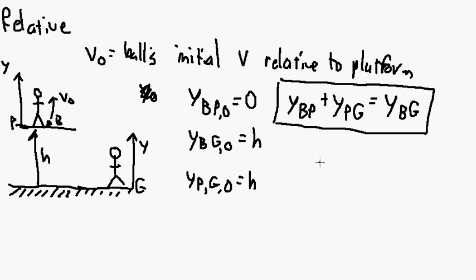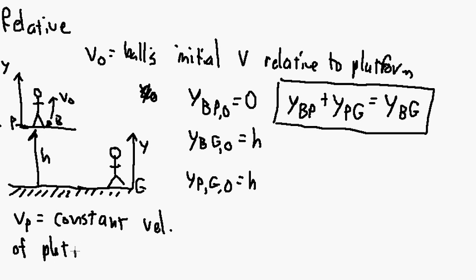So now what I want to do is say, what if the platform is moving upward at some constant velocity? So we'll call that VP, the constant velocity of the platform with respect to the ground. So the platform is moving up at some constant VP with respect to the ground. How does that change things?